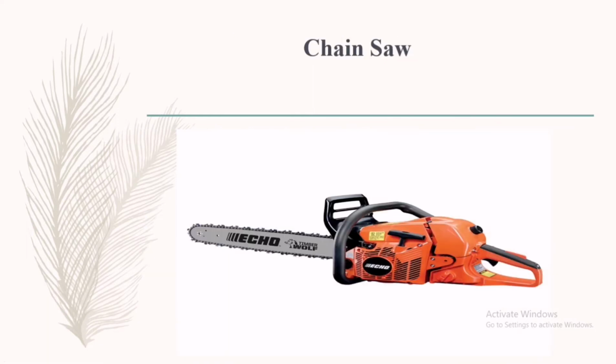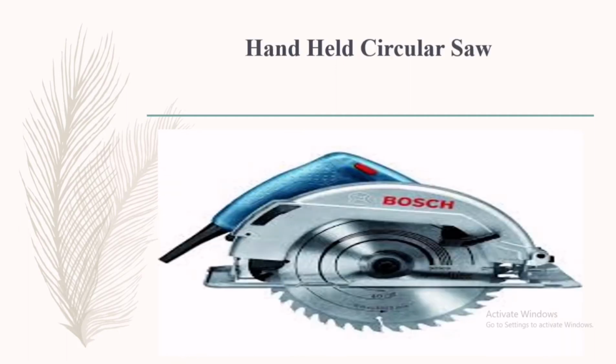Next is chainsaw. I know all of us are already familiar of this equipment. This power tool is mainly used in cutting big chunk of wood. And then next, we do have handheld circular saw. Same as power saw, this is used for cutting woods. The only difference is that it cuts in a rotary motion using this like blade.